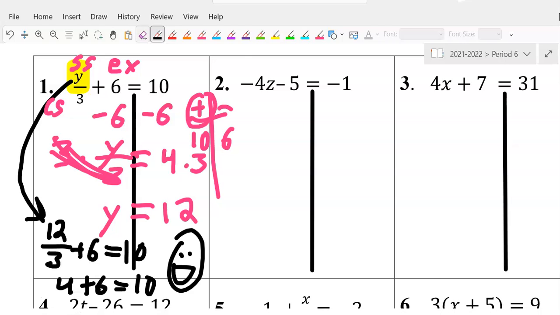Any questions? No. Now, you can check it in your head, right? You don't even have to write it out. You just kind of think, 12 over 3, that's 4, plus 6 is 10. You see what I'm saying?